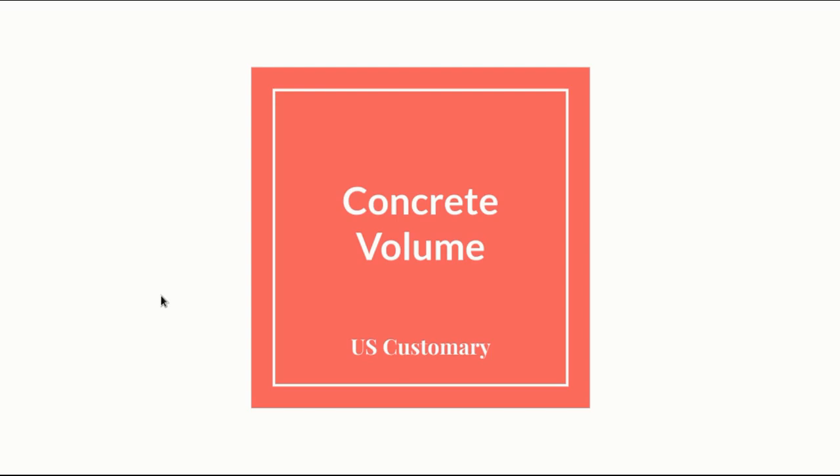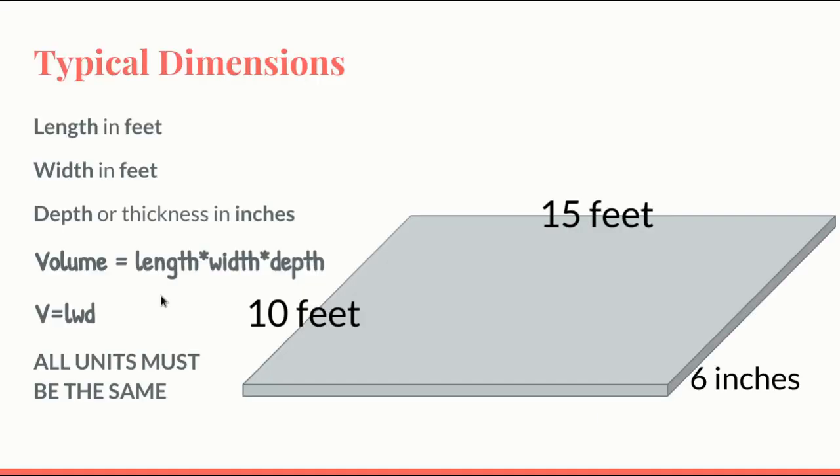Let's talk about calculating concrete volume using U.S. customary measurements. Let's take a look at this. The typical dimensions given in an architectural plan will show that the length is in feet and the width is in feet, but the depth is normally given in inches. So this would be a concrete slab. It's basically a rectangle that has some thickness.